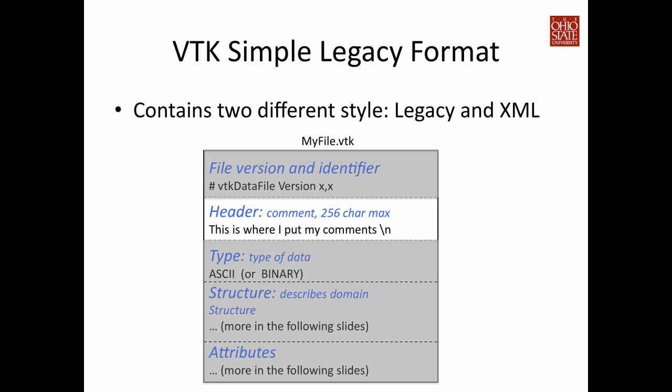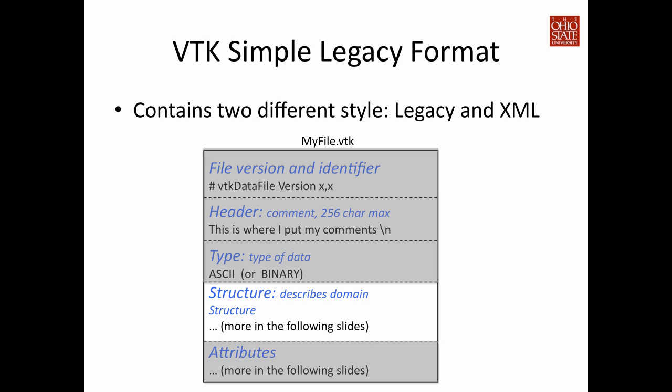Then we have a header, which contains any information that you want to put about the dataset. The header can have up to 256 characters and ends with an end of line symbol. Next, we have the type of the file, which is either ASCII or binary. So far, what we have seen is just simple information about the dataset. After those, we can begin to write the actual data.